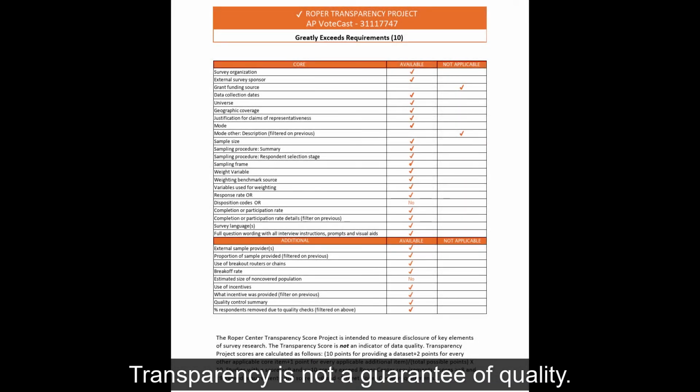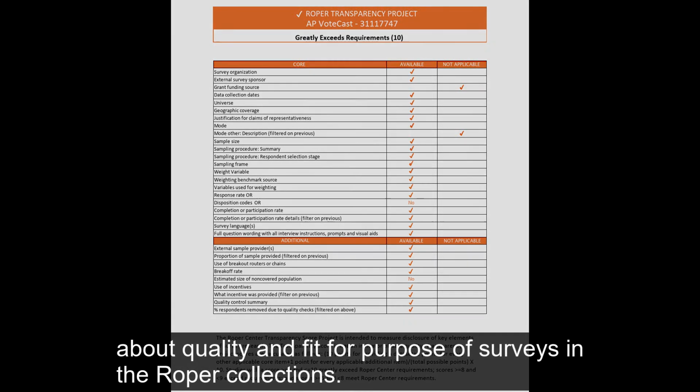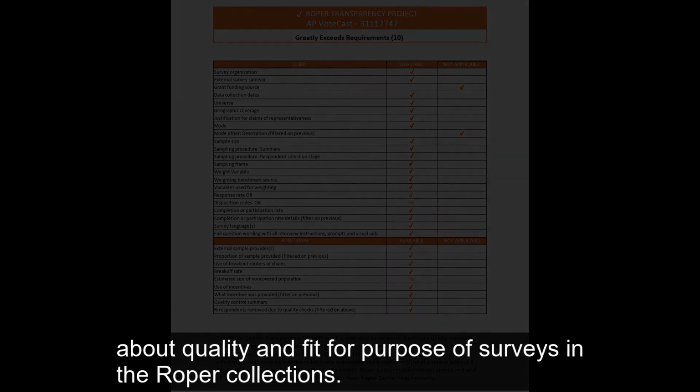Transparency is not a guarantee of quality, but a high level of disclosure does give researchers the opportunity to make informed judgments about quality and fit for purpose of surveys in the Roper collection.